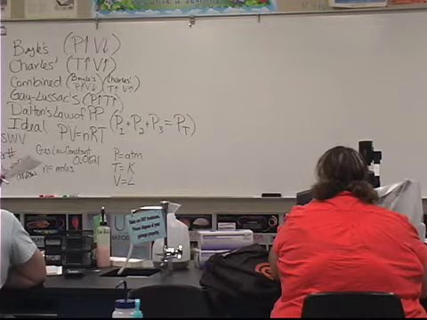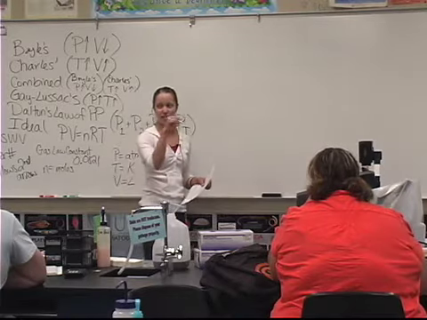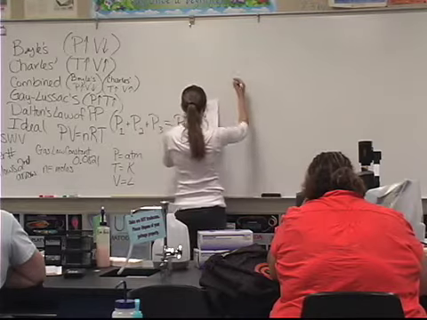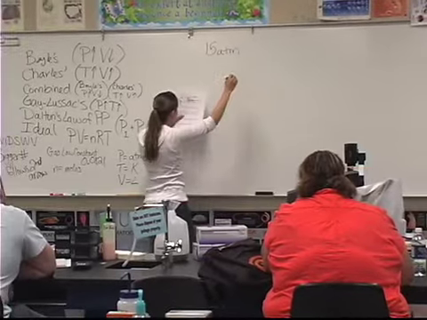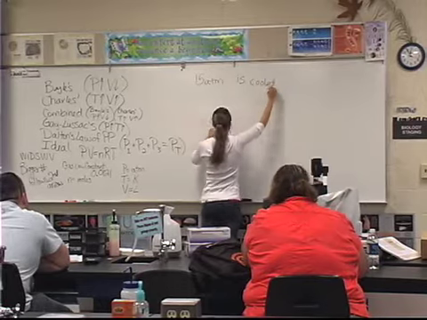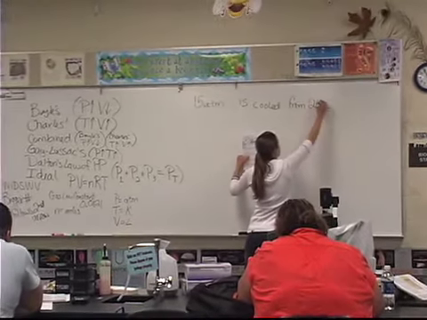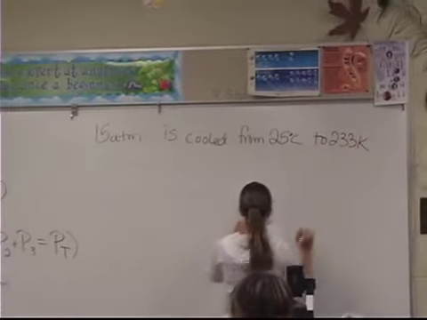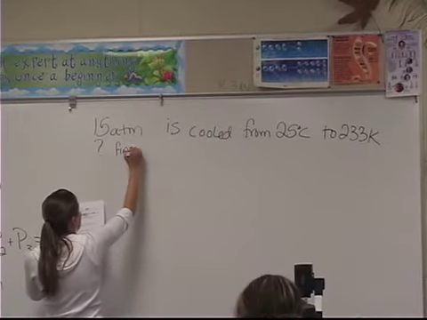Yeah, and it says volume is constant. Okay, so do you want me to write that out, or can I just do start and end? I'll write it out. Okay, we have 15 atm is cooled from 25 degrees Celsius to 233 Kelvin. What is the final pressure?